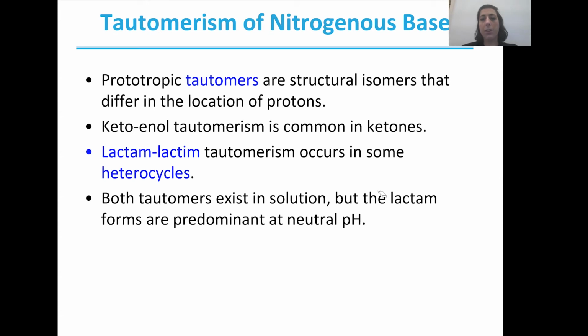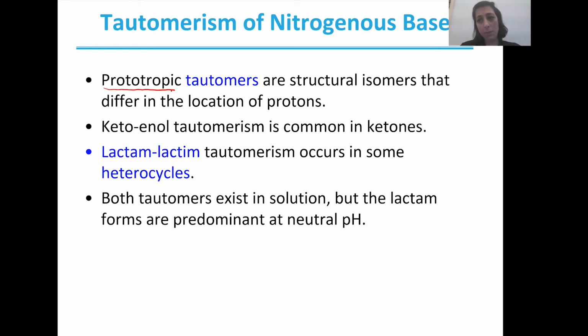Now let's talk about variations of the nitrogenous bases in our nucleotides. One type of variation is a tautomeric structure of the nitrogenous base that already exists. This is a special type of tautomer, which is a prototropic tautomer. This is just a structural isomer, structural meaning movements of actual bonds, so bond places have changed, that differs only based on the location of a proton. So we're just moving our protons around.